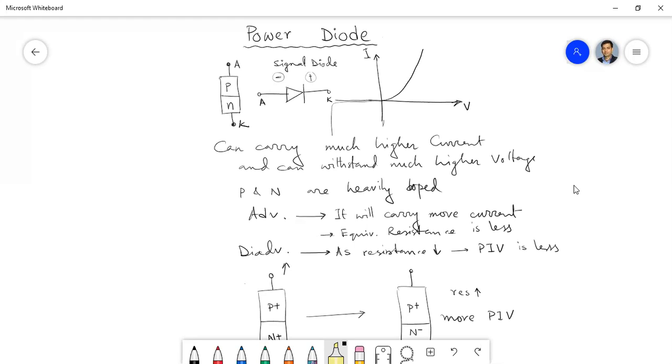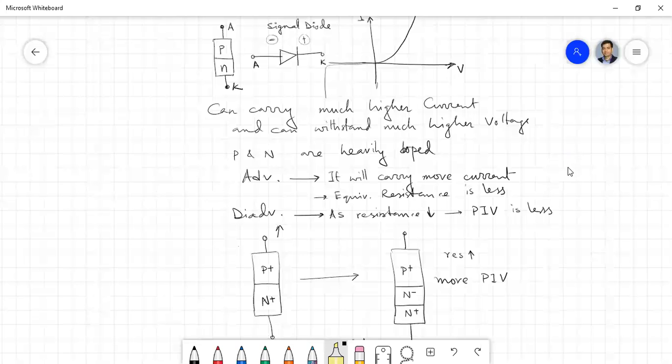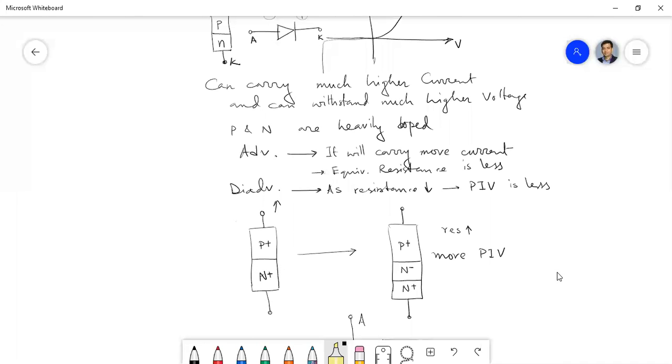To overcome the problem of less PIV, we change the configuration and incorporate another layer in between the P plus and N plus layer, that is the N minus layer. The plus denotes the elevation in the doping level.